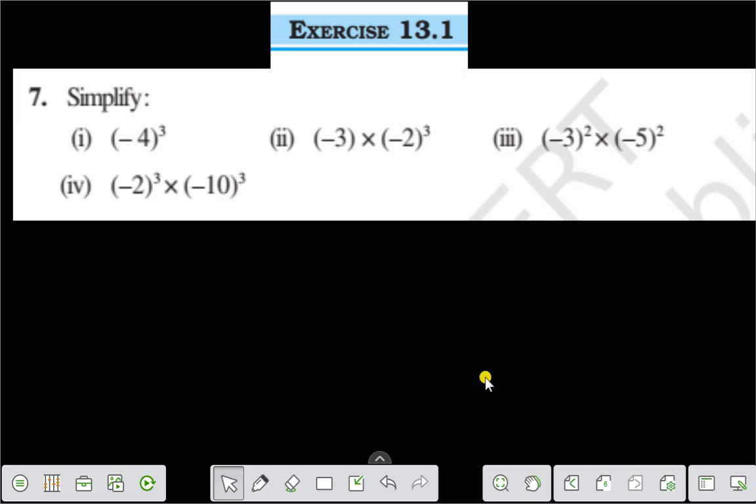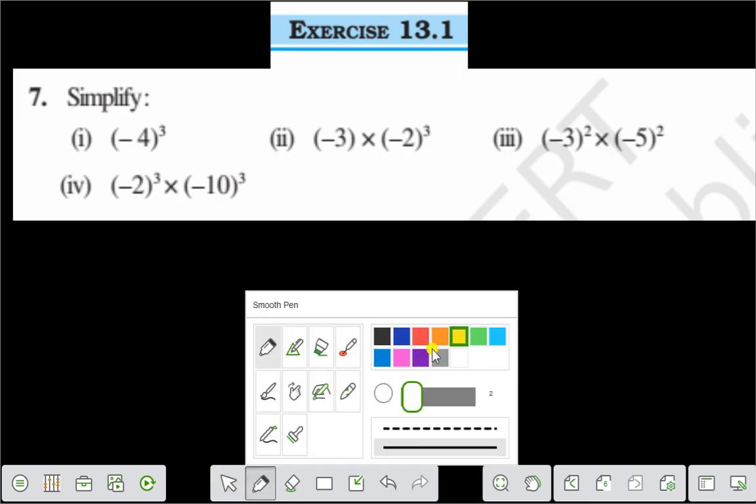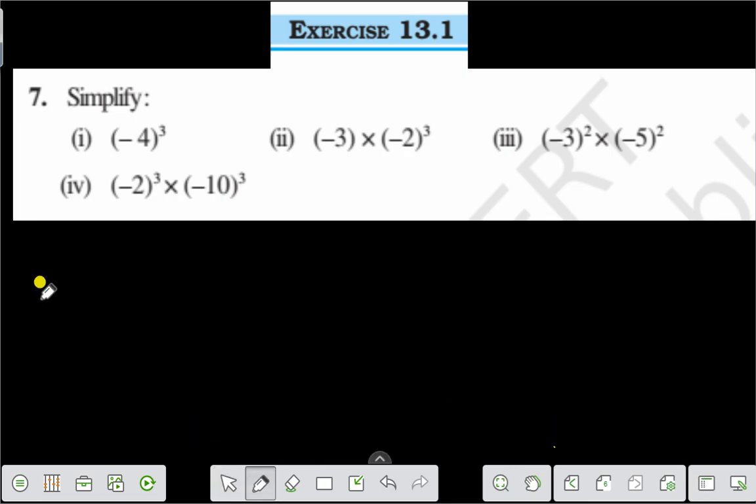Hello everyone. Today we shall discuss exercise 13.1 question number 7. Here you see question number 7 is number 1 simplify. Let us simplify question number 1. Question number 1 is minus 4 to the power 3.